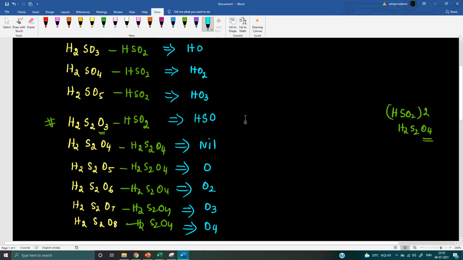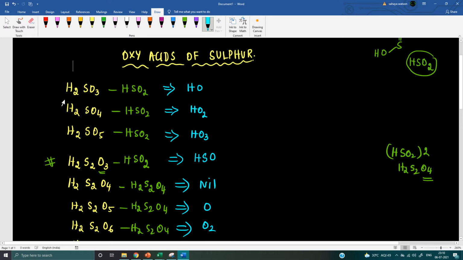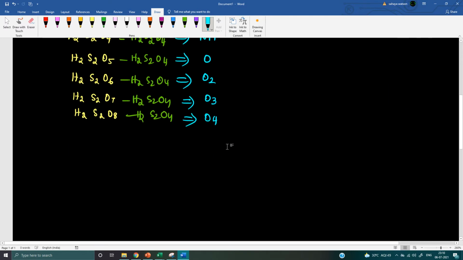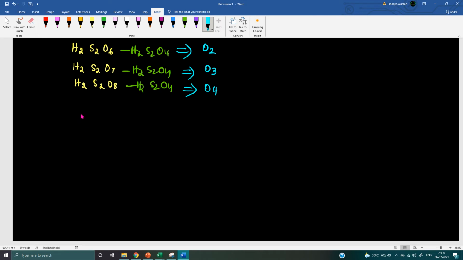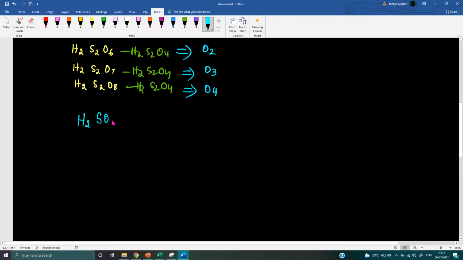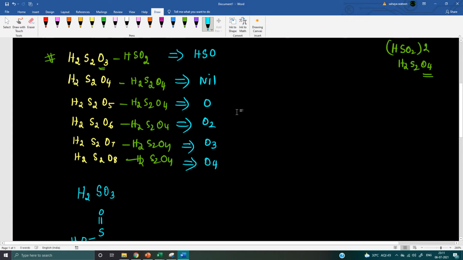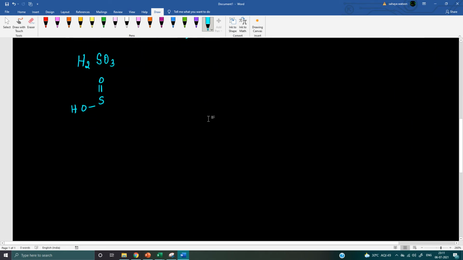Now let's see the structures. First I am taking H2SO3. The basic unit is S double bond O, OH. What is remaining? OH is remaining. So I am going to write here OH. This is the structure for H2SO3.